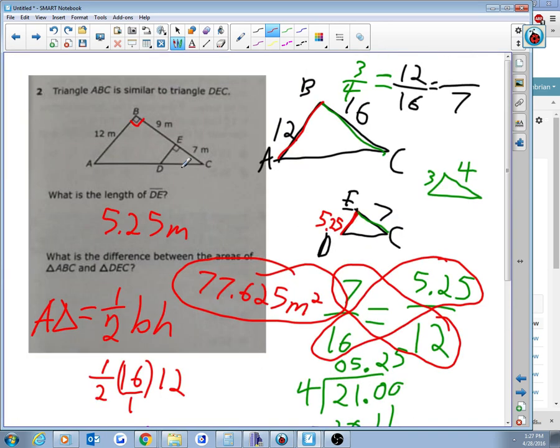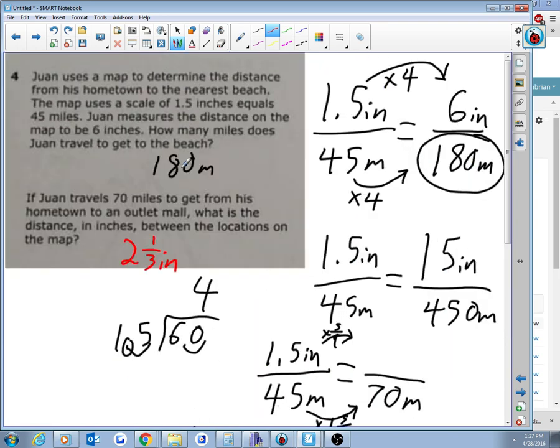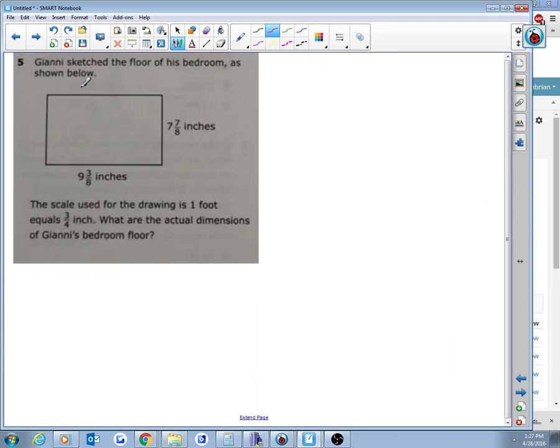Moving on to number 5. Gianni sketched up the floor of his bedroom as shown below. The scale used for the drawing is 1 foot equals 3/4 of an inch. What are the actual dimensions of Gianni's bedroom floor?